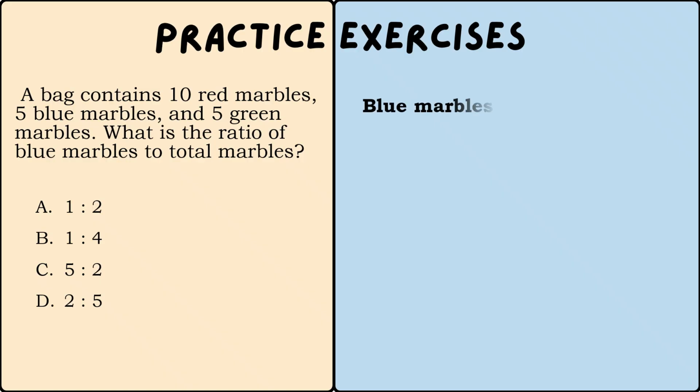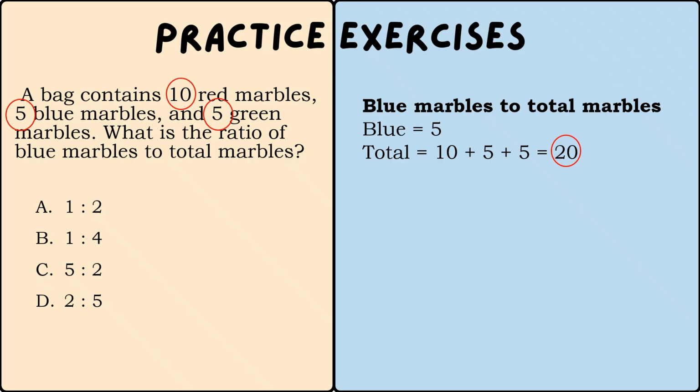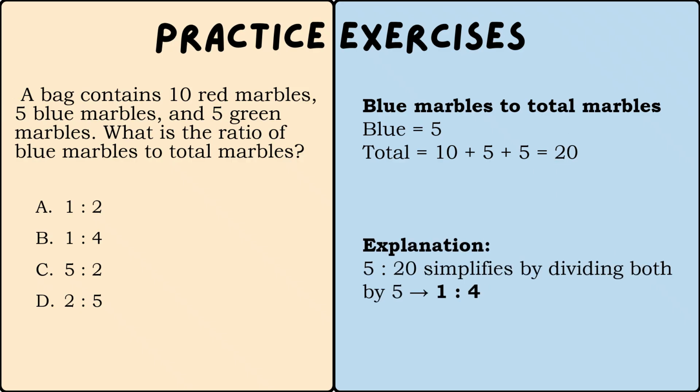Alright, let's find out. So we're going to find the ratio of blue marbles to the total number of marbles. So the blue marble in the problem is 5. And the total number of marbles, we're going to add all the marbles. So 10 plus 5 plus 5 is equal to 20. Okay, then we're going to write the ratio. So our ratio is 5 is to 20. Then we're going to simplify. So 5 is to 20, both divisible by 5. So our final answer is equal to 1 is to 4. And this is letter B.